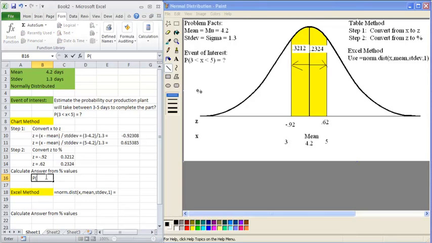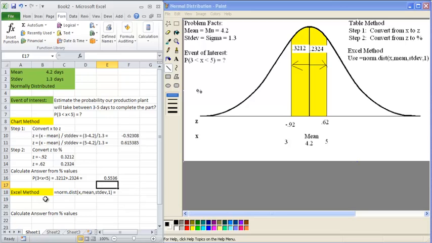So calculate the answer. The probability that we're going to be between 3 and 5 is 0.3212 plus 0.2324. It's going to be about a 55.4% chance.